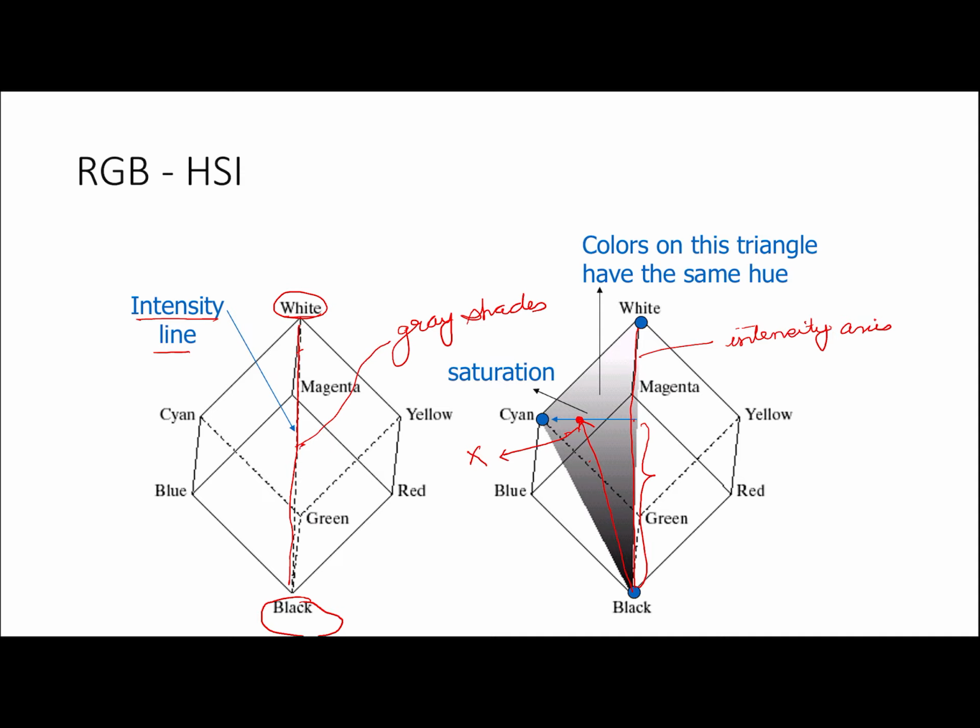To get this, we can pass a plane which is perpendicular to the intensity axis and contains this particular point X. The point at which this plane cuts the intensity axis represents the intensity associated with the RGB components specified for this point X. So this is how we can compute the intensity component, and then the next component we find is saturation. Let's see how we can compute the saturation.